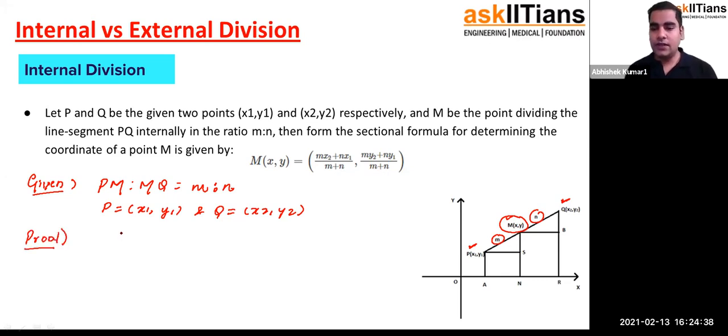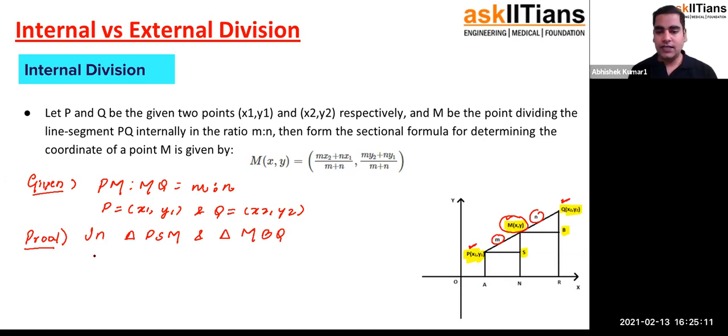So I'm going to consider two triangles here, guys. One of the triangles is triangle PSM, which is a right triangle, and the other is triangle MBQ. Let me highlight the triangles that I'm talking about. I'm talking about triangle PSM, this is one of the triangles. The second is MBQ. I want to show that these two triangles which I have considered here are similar to each other.